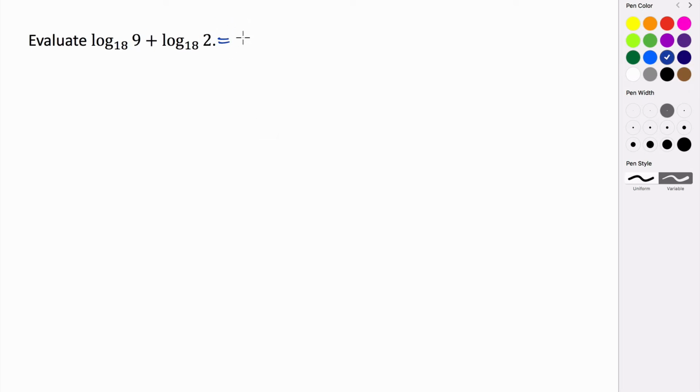So this will become log base 18, and then 9 and 2 will be multiplied, 9 times 2. Just simplifying, we get that this is log base 18 of 18. And if you recall, whenever you have a log where the base and the argument are the same, it's equal to just the power of your argument. The exponent for our argument is a 1. So log base 18 of 18 is equal to 1, and this entire expression is just 1.